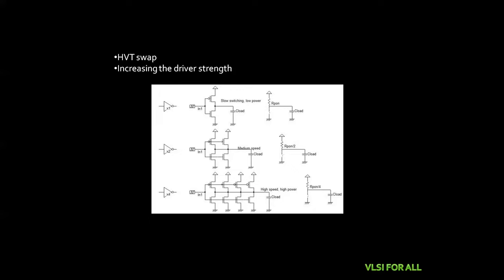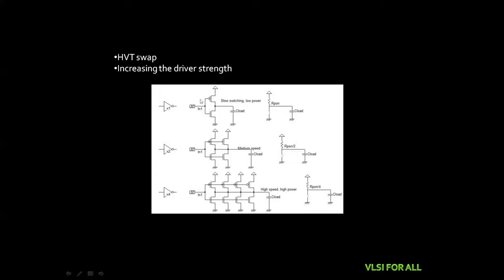Next one is increasing the driver strength. Increasing the driver strength means normally larger cells have higher speed. So if we increase the size of the cells, the speed is going to increase. It means that the delay is going to decrease. This is the single stage. If this is a double stage, this is the four stages. These are the 4 stages which are cascaded to each other.